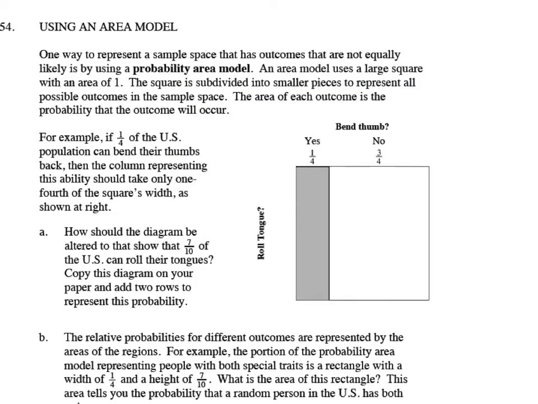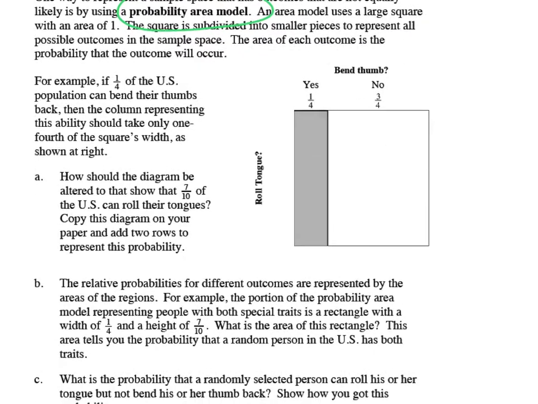So one way to represent the sample space that has outcomes that are not equally likely, so for example 1/2 and 1/2, is what we're going to use called a probability area model. There's an area model that uses a large square with an area of 1, and the square is subdivided into smaller pieces to represent all of the possible outcomes in the sample space. The area of each outcome is the probability that it will occur. For example, if 1/4 of the U.S. can bend their thumb backwards, then we create a column representing 1/4 of that area.